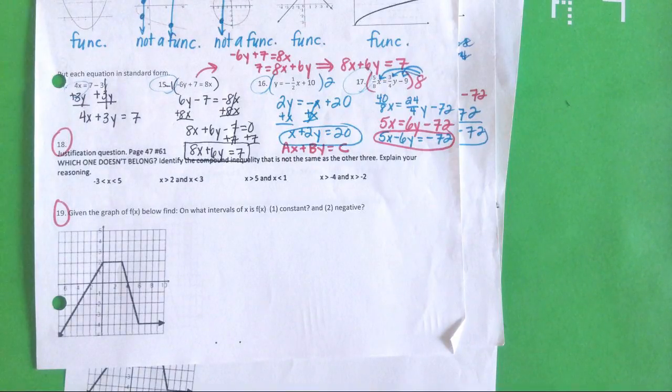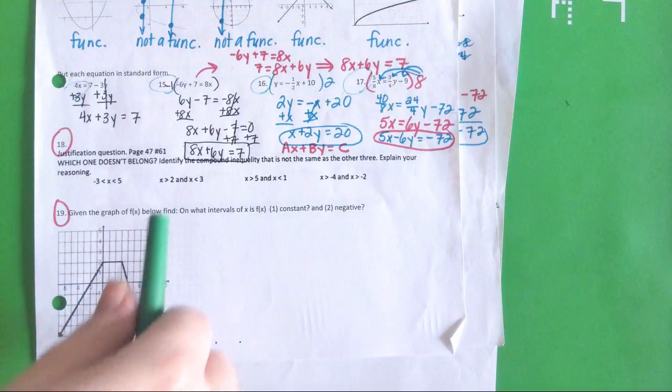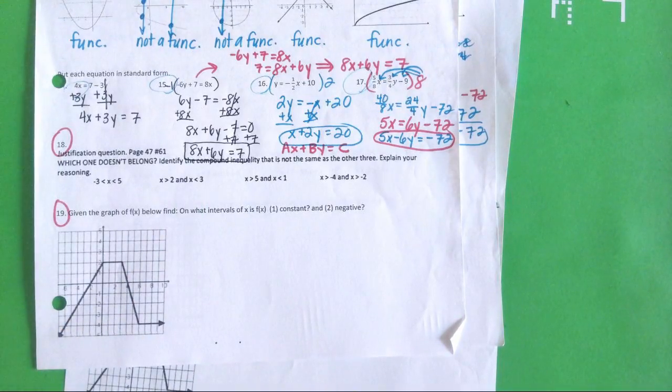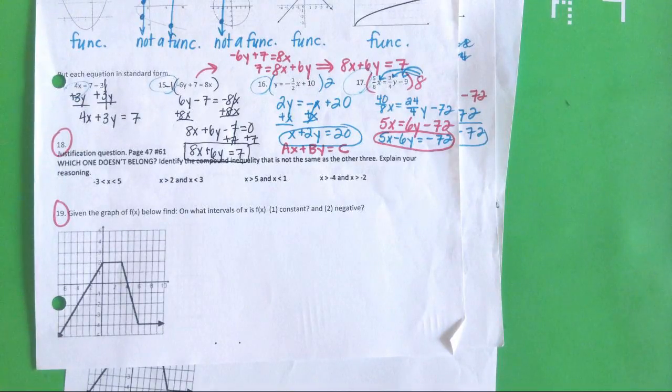Just FYI. Okay, let's start with number 17. It is a justification question. It says, which one doesn't belong? Identify the compound inequality that is not the same as the other three. Explain your reasoning. It's worth 2 points if someone has a reason for it.